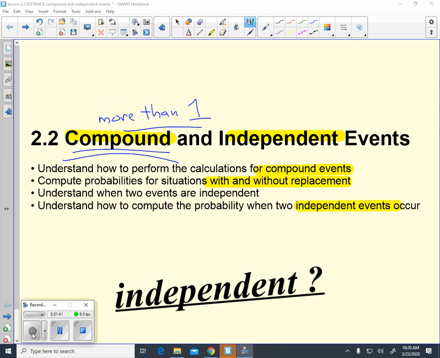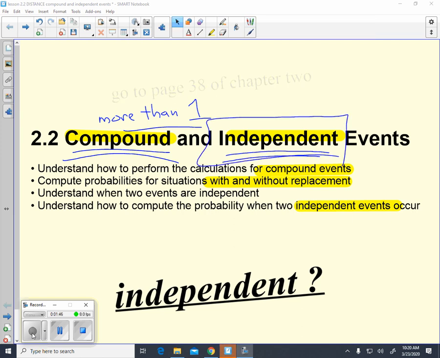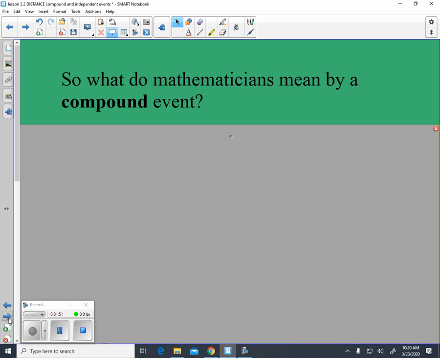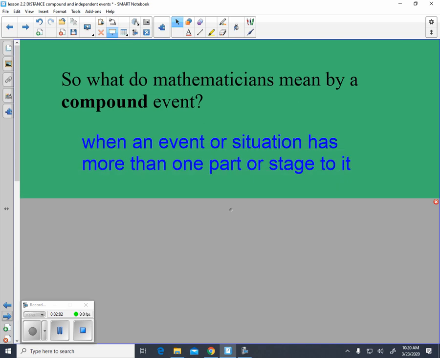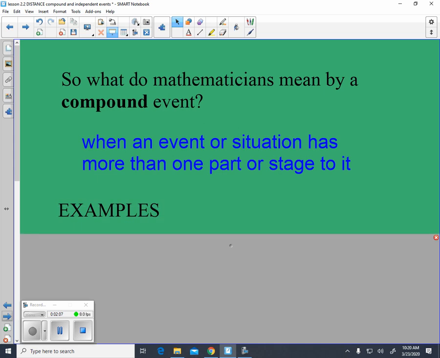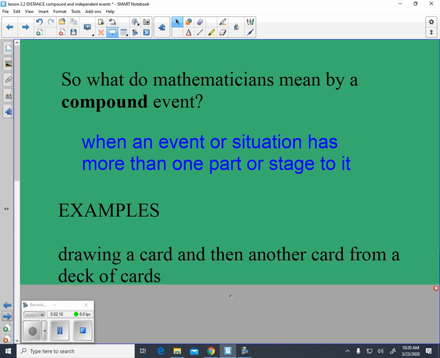And then it's going to be crucial in our calculations now to think about what independent means. And the nice thing about that is it means the exact same thing that it does in other places. So you can already answer this question, right? Okay, so all of these situations are going to have more than one thing going on. It's going to be like stage 1 and stage 2, like drawing a card out of the deck and drawing another card out of the deck. It's a compound situation then.